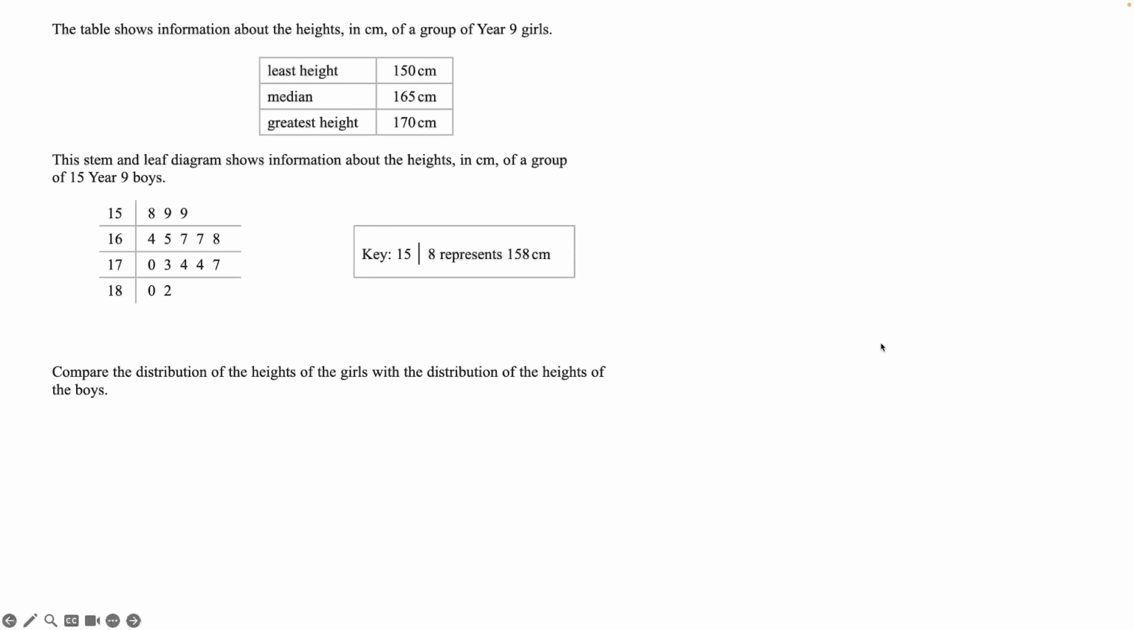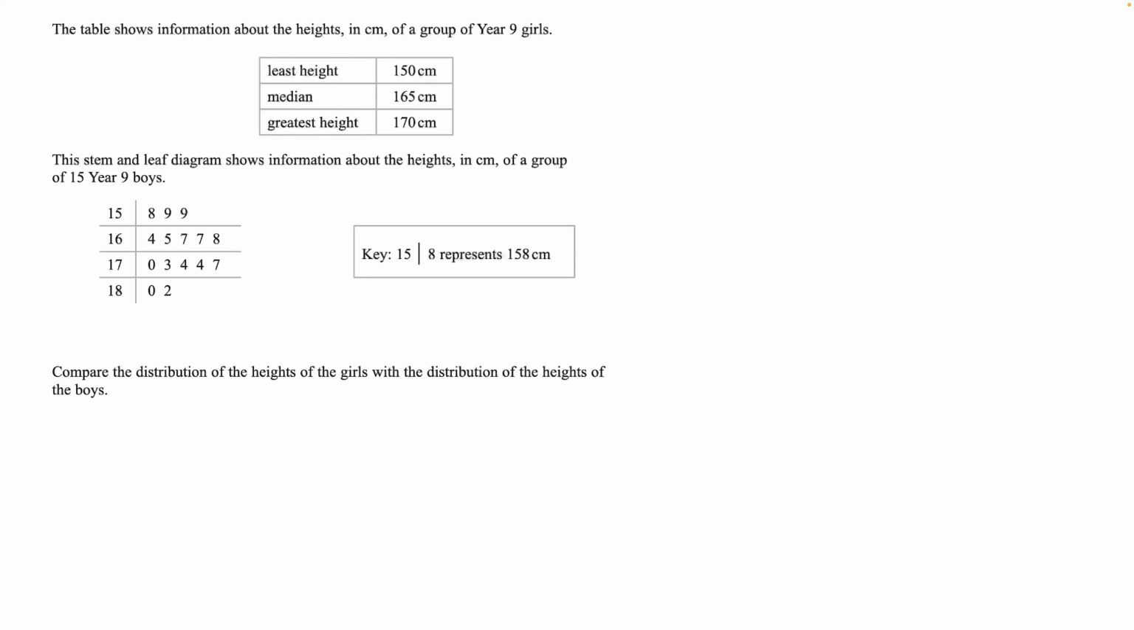Good. This question is about data sets. We've got some heights for Year 9 boys and Year 9 girls. The Year 9 girls data is given in this table, and the Year 9 boys is in a stem and leaf diagram. We want to compare the distribution of heights of the girls with the distribution of heights of the boys. When we want to compare distributions, what we really mean is we want to compare the range and the median. So let's find the range of the Year 9 girls.